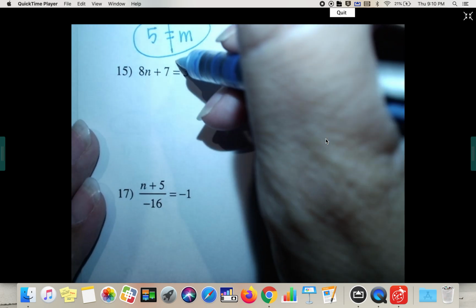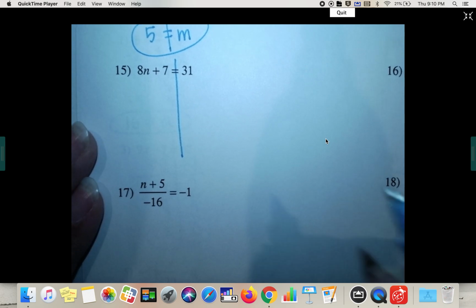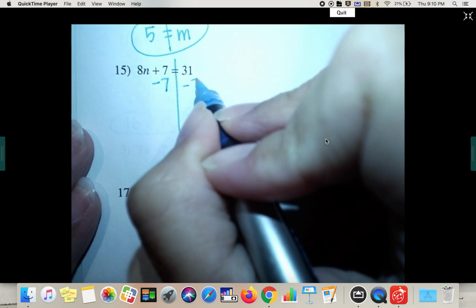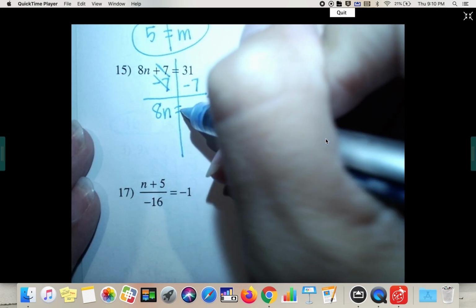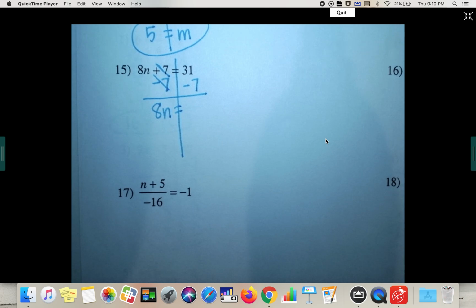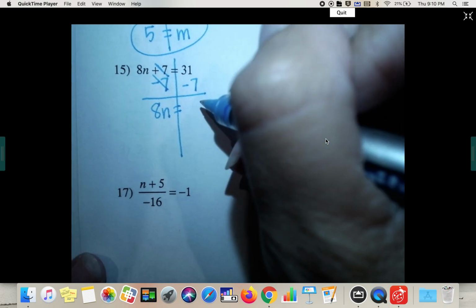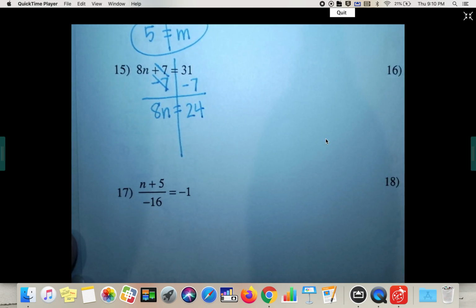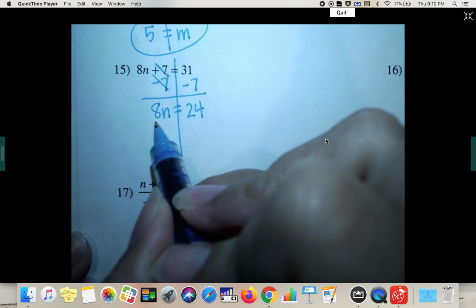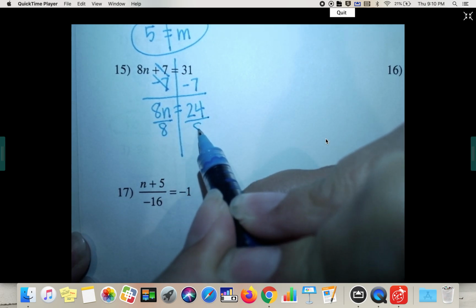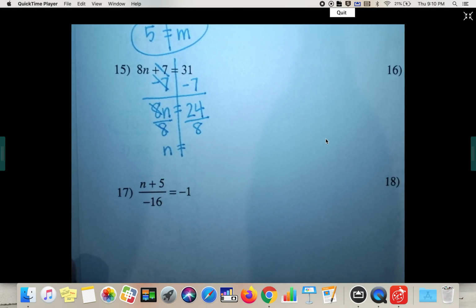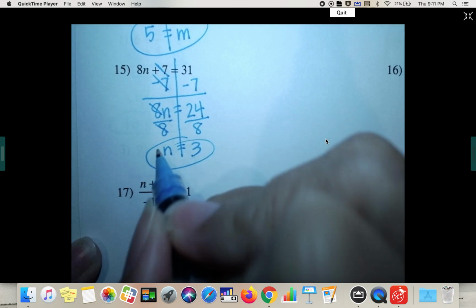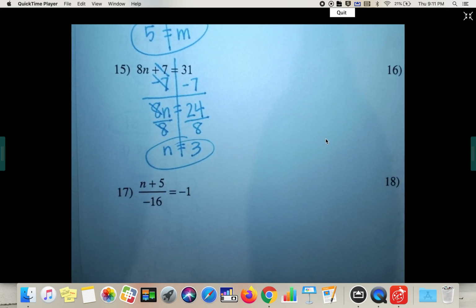8n plus 7. First thing you want to do is get rid of that plus 7 by doing minus 7 on both sides. Cancel, cancel. Bring down your 8n. I hope these are getting easier for you. 31 minus 7 is 24. Last step, 8 is being multiplied by n, so you're going to divide. Cancel, cancel. N equals 24 divided by 8, which is 3. All right, number 16.